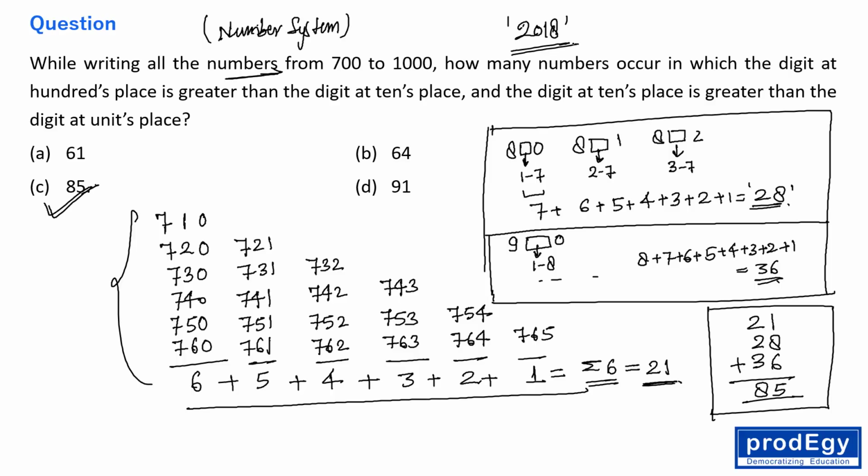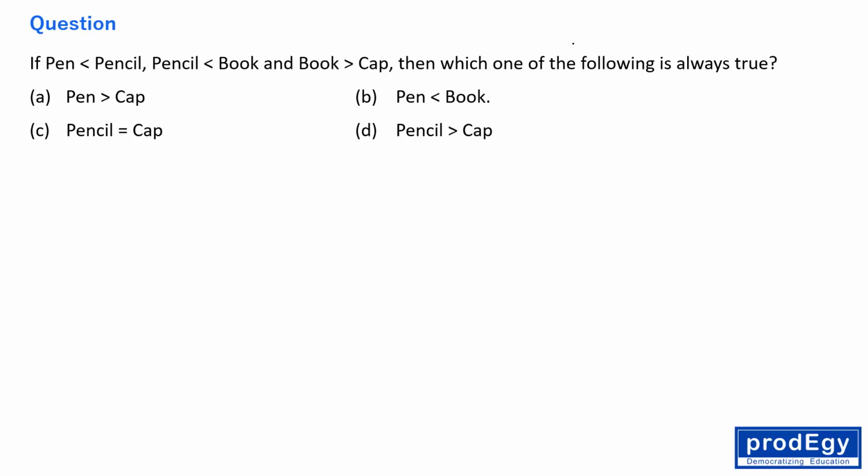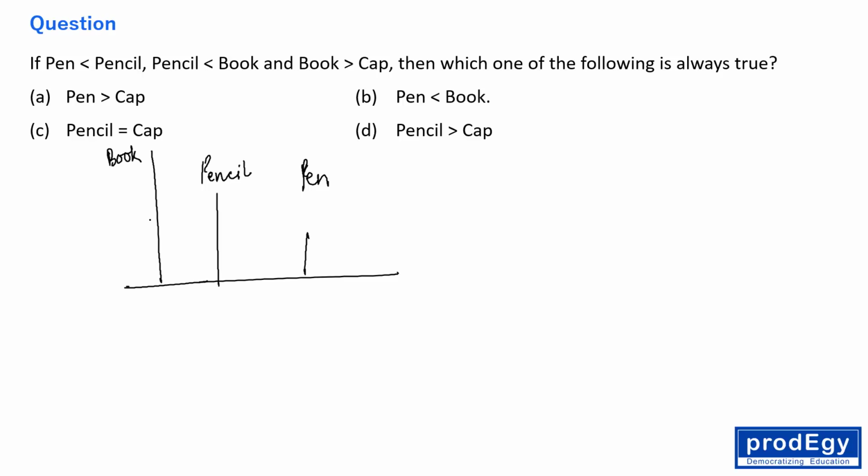Now let's talk about the next question. Pen is less than pencil. Okay, fine. So let's talk about this. I always draw buildings like this. This is pencil, right? And this is pen. Okay, pencil is less than book. Okay, so book is greater than pencil. Book is greater than cap. Okay, fine. Book is greater than cap.